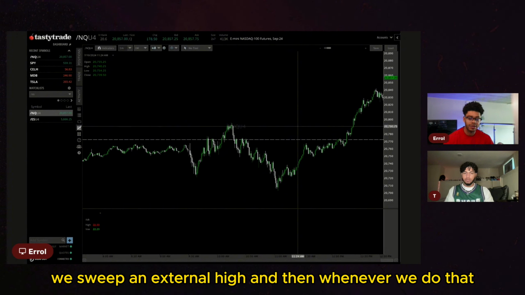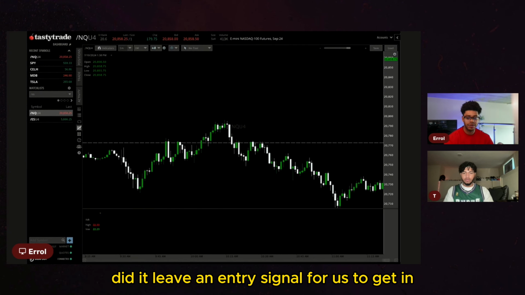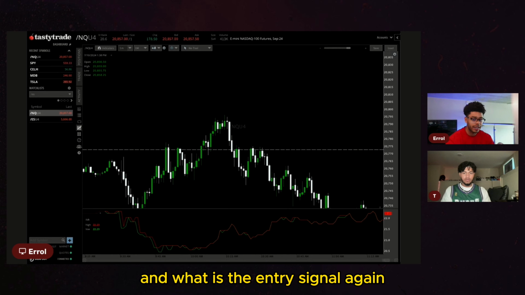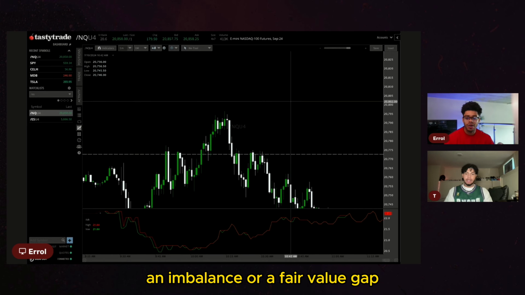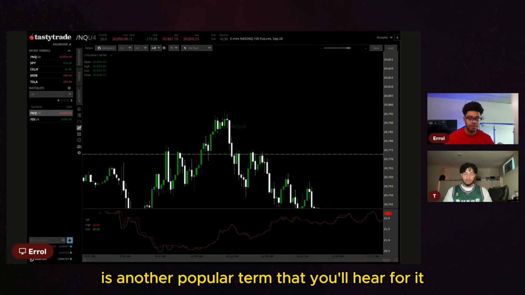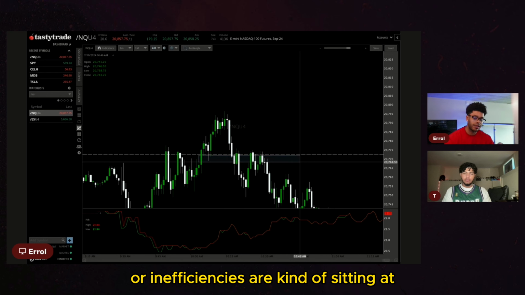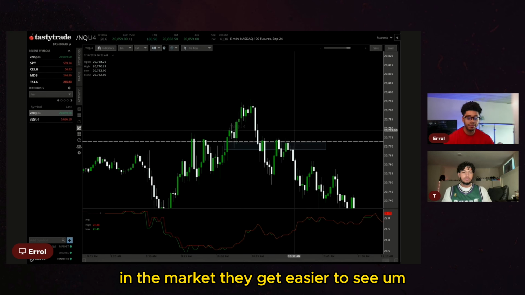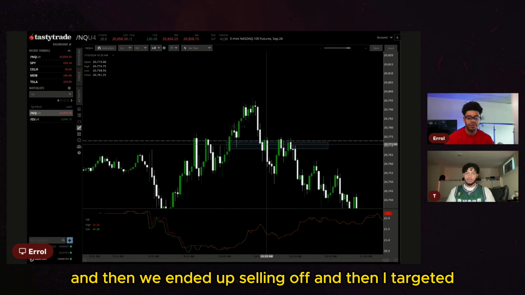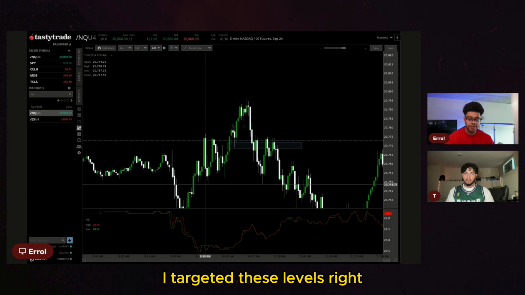We sweep an external high, and then whenever we do that, did it leave an entry signal for us to get in? And what is the entry signal again? Yeah. I like to call it an inefficiency, an imbalance, or a fair value gap is another popular term that you'll hear for it. And I like to mark those off. You'll start to gain an eye for where those fair value gaps or inefficiencies are sitting in the market. They get easier to see. But anyways, we started trading below that, and then we ended up selling off. And then I targeted these levels, right?